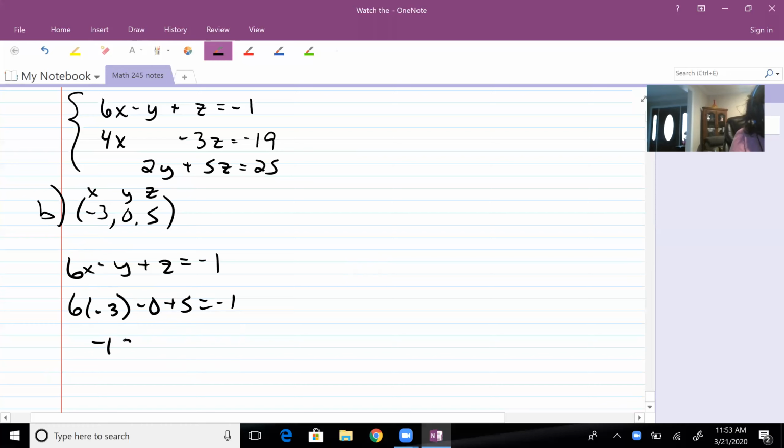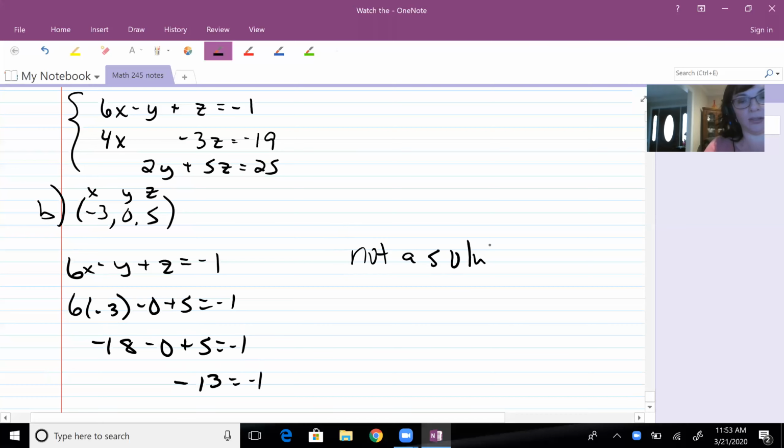So that's going to give us a -18, a nothing, and a 5. So that'll be a -13. So the question is, is -13 equal to -1? That doesn't work out either. So that tells me that -3, 0, 5 is also not a solution to this system of equations. All right, let's try part C.